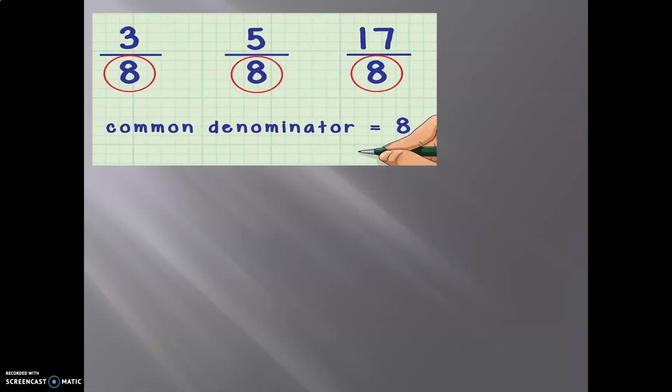Okay, do you remember what the like fractions are? 3/8, 5/8, 17/8. So the common denominator, or the like denominator, or the same denominator, is 8. So these fractions, I can call them like fractions because they have the same denominator.